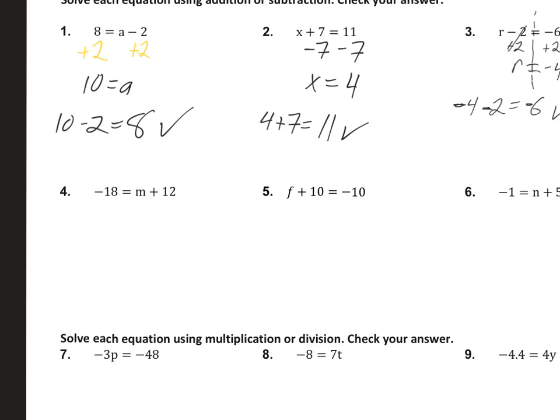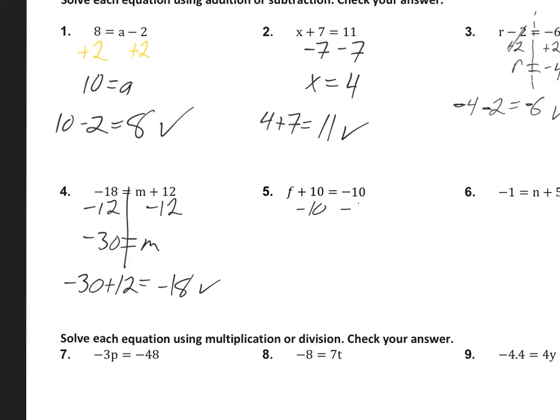Okay, so we are going to subtract 12. So that's going to give me -30. Put a sign there. So m equals -30. Now I'm going to plug it in. So -30 plus 12 equals -18. Perfect. We're going to subtract 10. So f equals -20 because we added the two 10s together. So let's just double check.